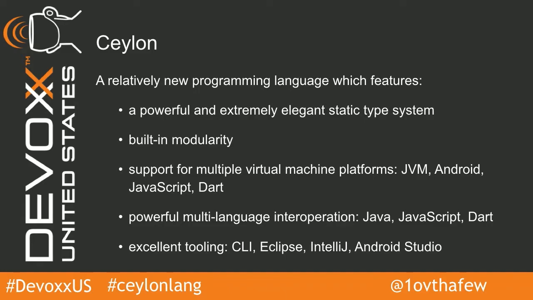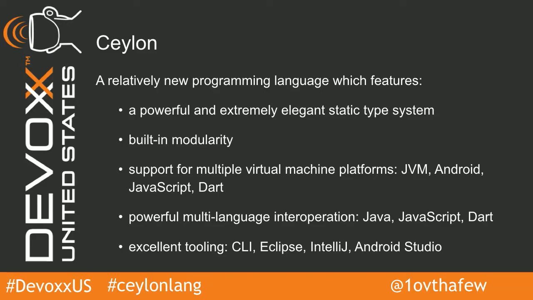To recap, Ceylon is a relatively new programming language which features a powerful and, we think, very elegant static type system. It's a type system that is flexible, but that is rather fussy, so it finds more bugs at compile time when you're editing your code in an IDE. It has built-in modularity, which is very important. It has support for execution on multiple virtual machine platforms, the JVM, Android, JavaScript, Dart. That's important.